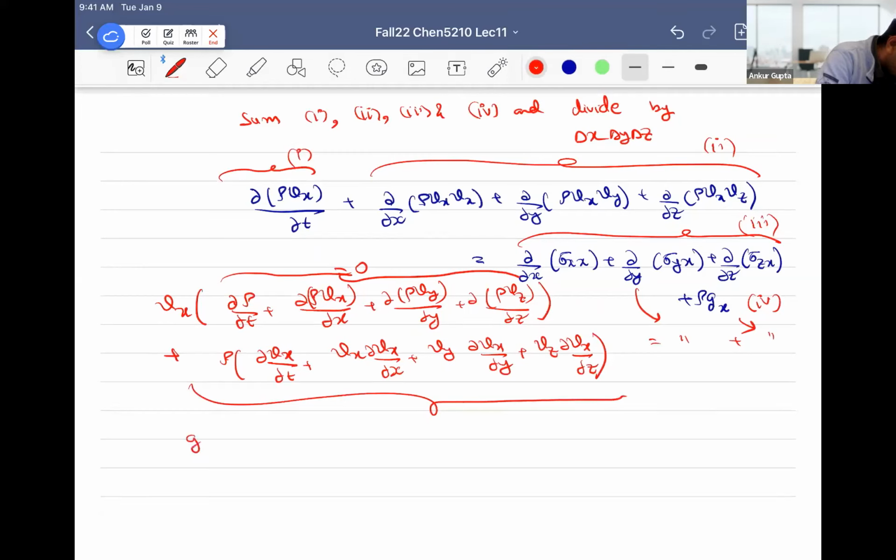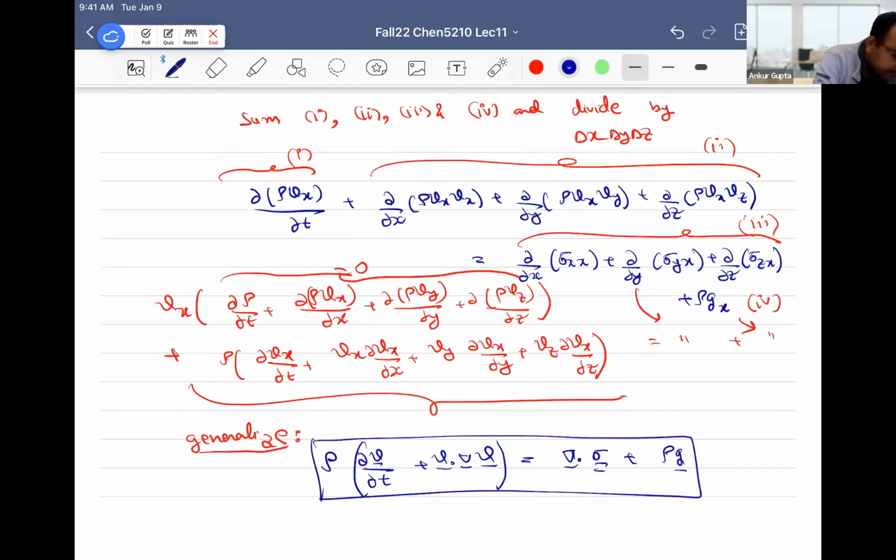And when you generalize in 3 dimensions, and as Julie was pointing out, you will start to get tensors back. It becomes rho V dot del V is equal to del dot sigma plus rho g. So this is the governing equation that you can derive finally after doing all the calculations.